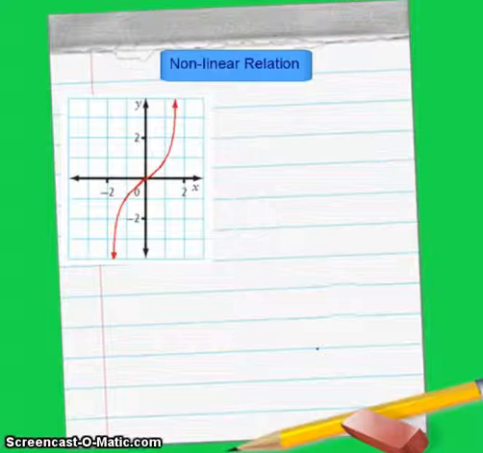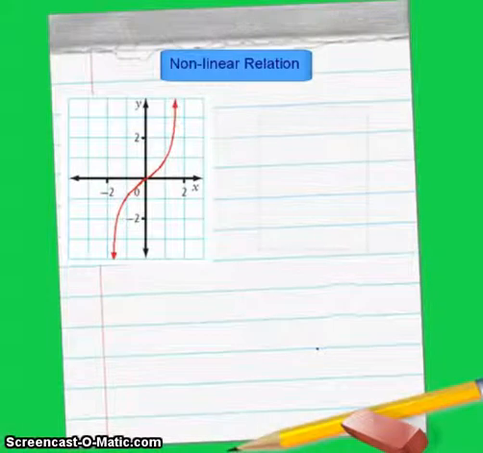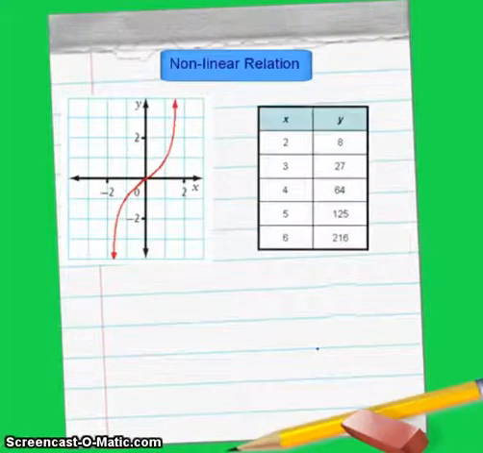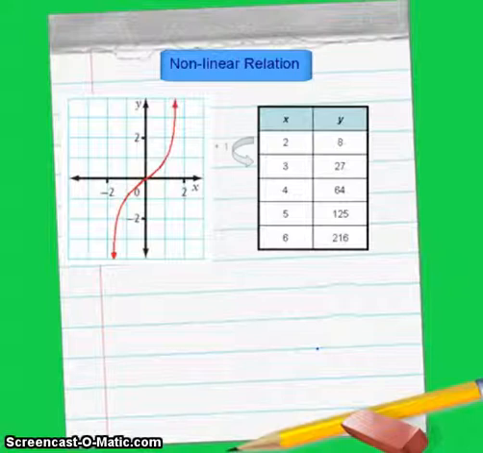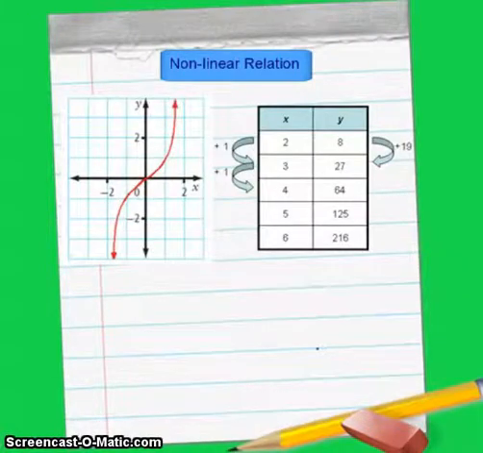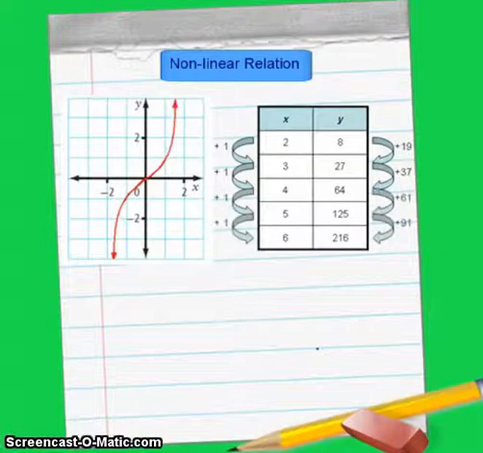A nonlinear relation does not form a straight line when the data are plotted on a graph. In a table of values for a nonlinear relation, as the values of x increase or decrease by a constant amount, the values of y do not increase or decrease by a constant amount.